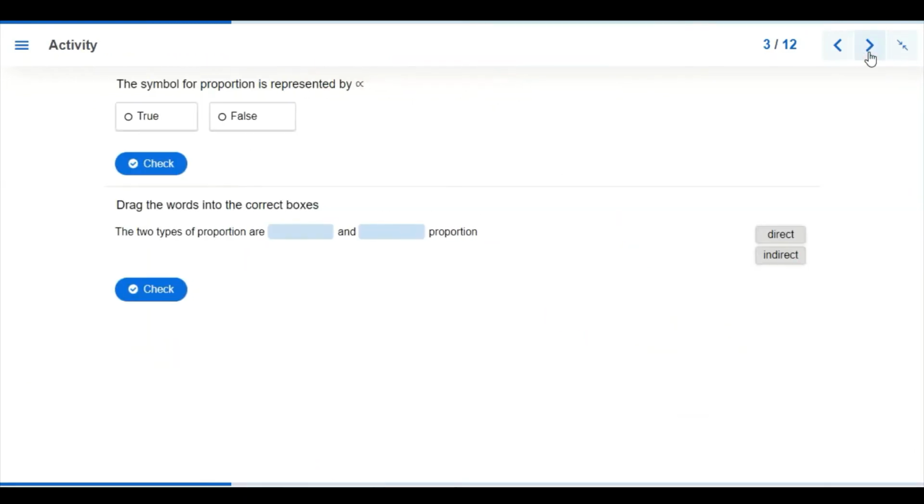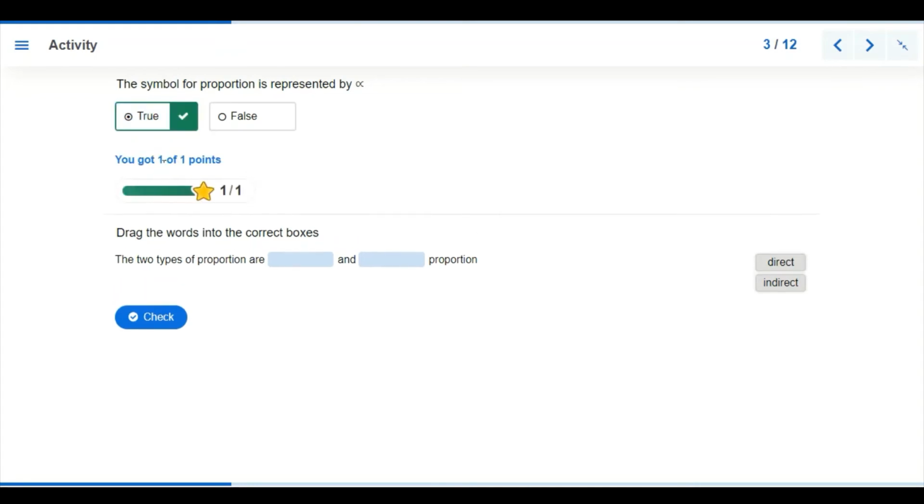So now let's look at these activities. The symbol of a proportion is represented by what? This is the sign for proportionality. So we have this as the symbol. What are the two types of proportion that we have? As we have mentioned, we have direct proportion and indirect proportion. Indirect proportion, we can also call inverse proportion. So those are the two types of proportion that we have.